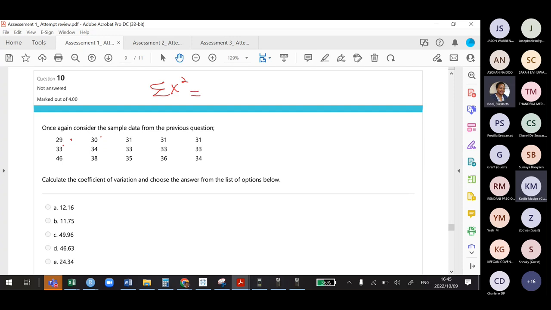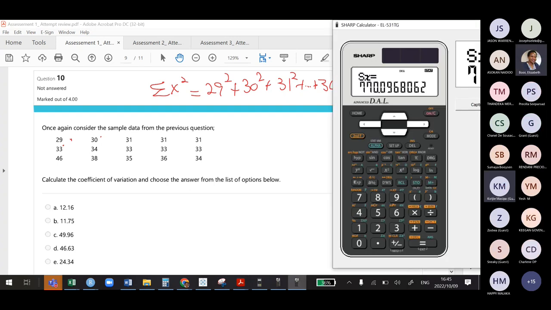Because this is the same as 29 squared plus 30 squared plus 31 squared, up until you get to 34 squared, and that should give you the same answer. If you are using a Casio calculator or a Sharp calculator or a financial maths calculator, you will follow the same mode.